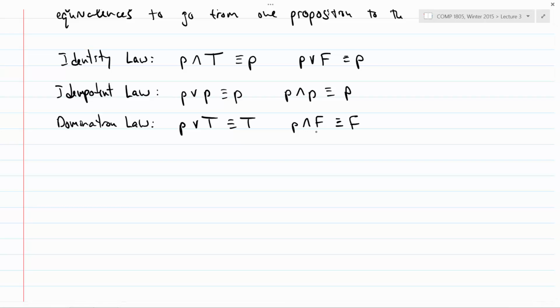Question? Can you say what you wrote for the second law? What's the name of the second law? It's the idempotent law, I-D-E-M, potent.